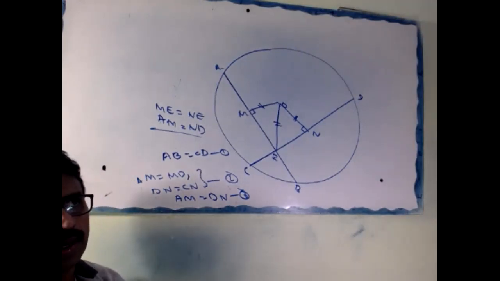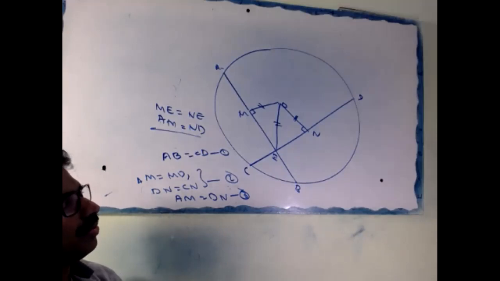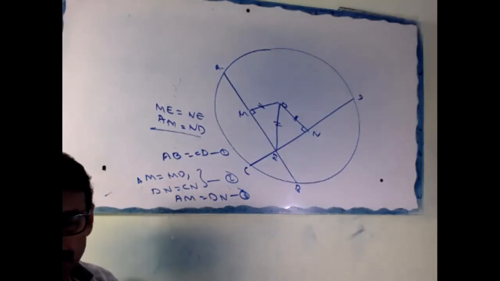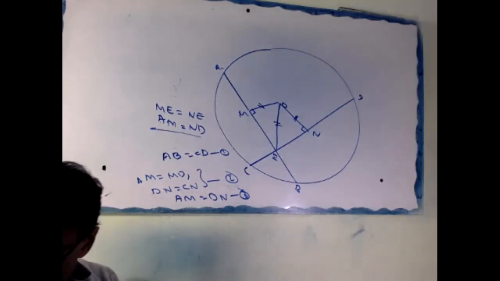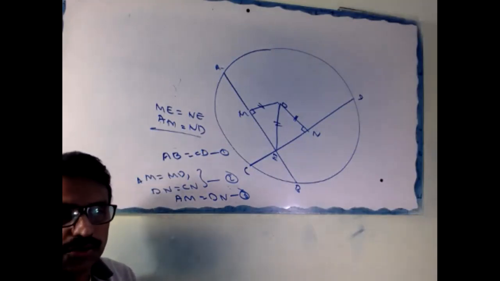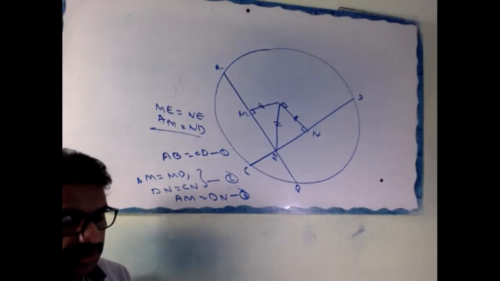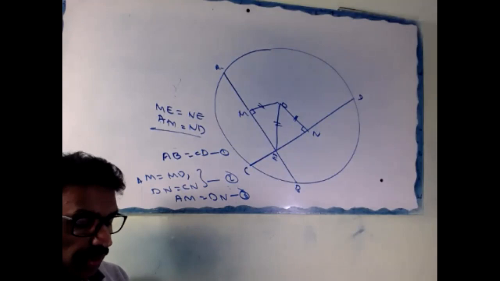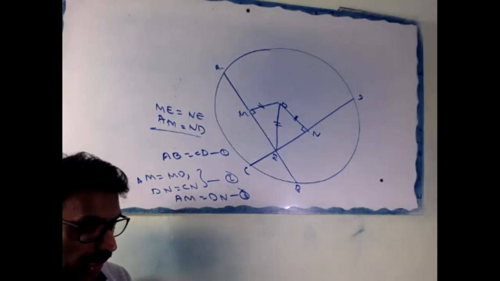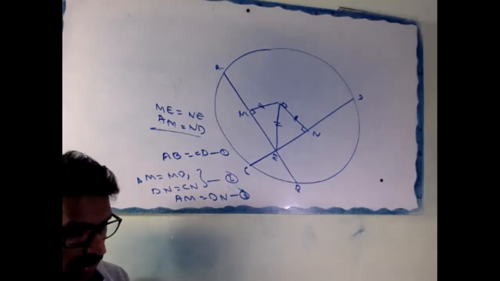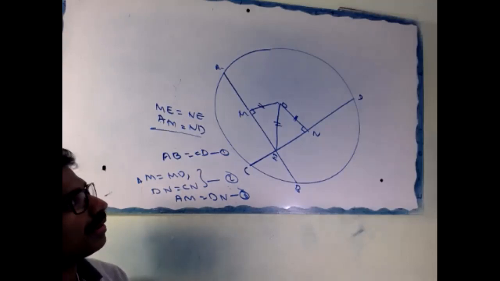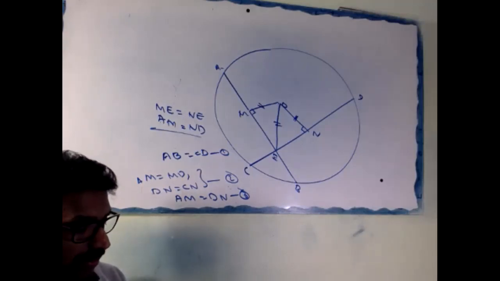OME and ONE, OM equal to ON, since equal chords are equidistant from the center. Angle M equal to angle N equal to 90 degrees. Then OE equal to OE, common.